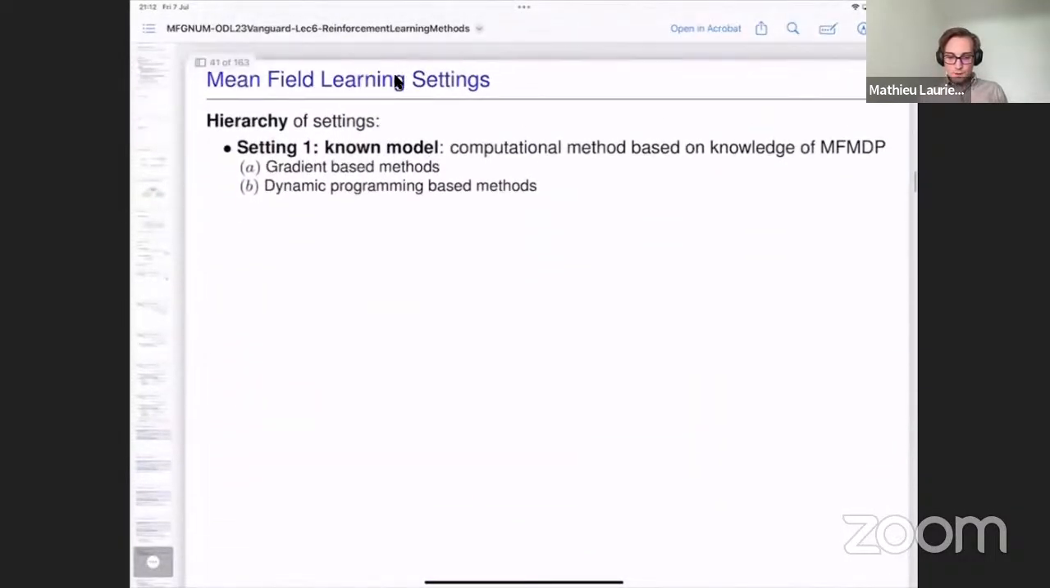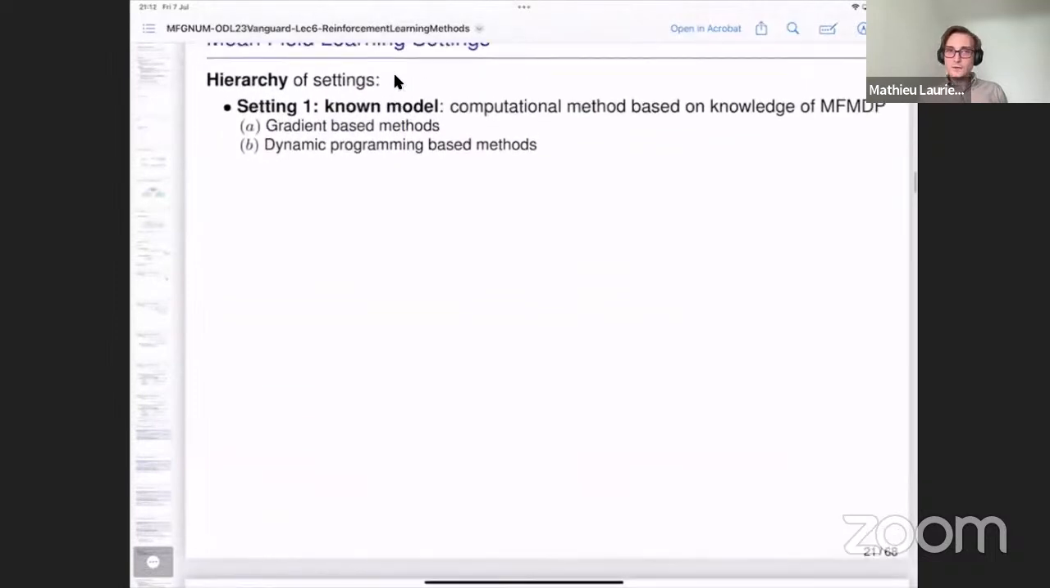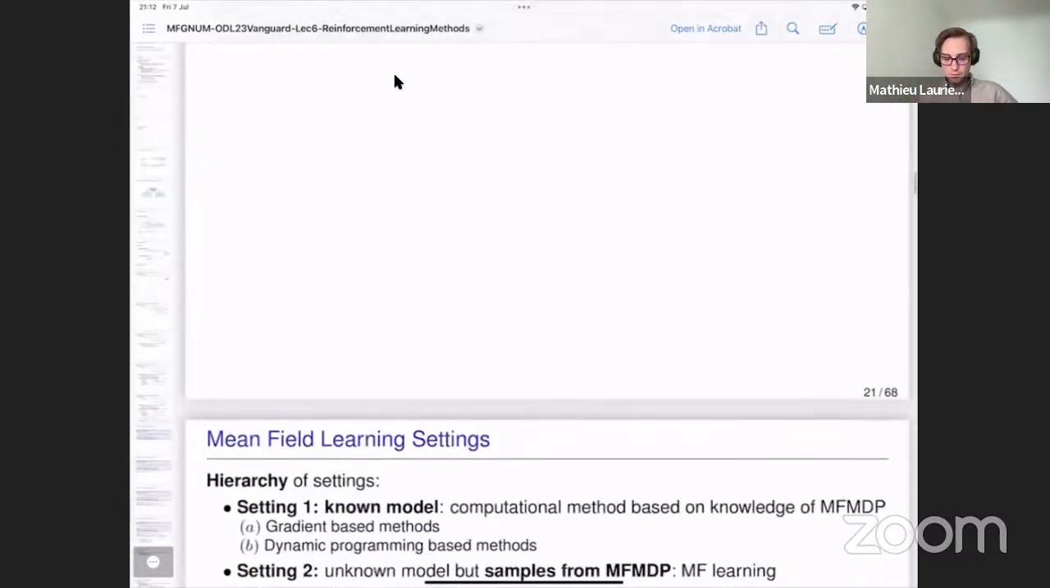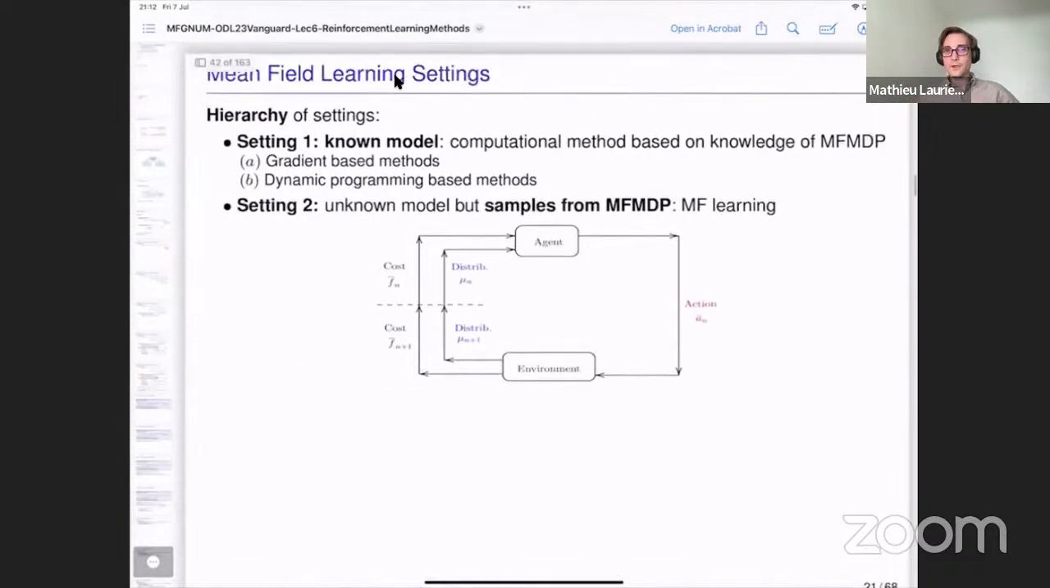So in fact, we have a hierarchy of settings in some sense. There is a case where you know the full model. Then you can use, for example, gradient-based methods or exact dynamic programming. There is a setting where you don't know the model, but you observe the evolution of the mean field distribution. So this is a true mean field distribution pushed forward by the environment. So you don't know exactly how it is pushed forward, how it evolves, but you assume you observe it perfectly.